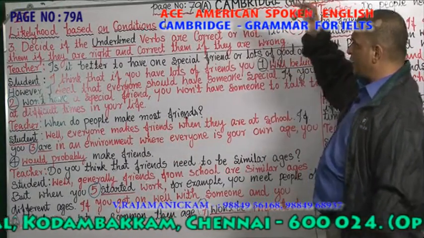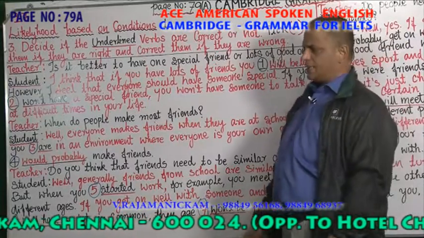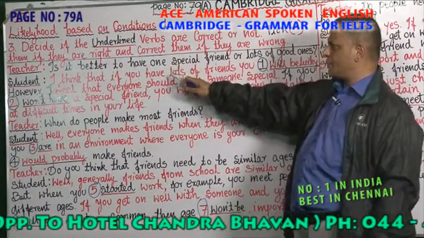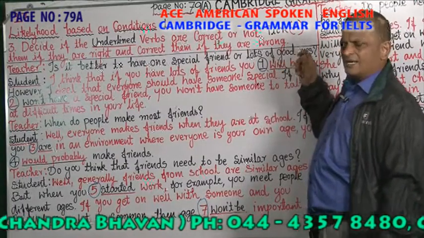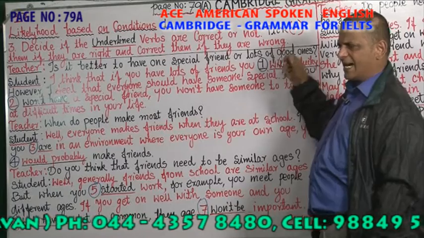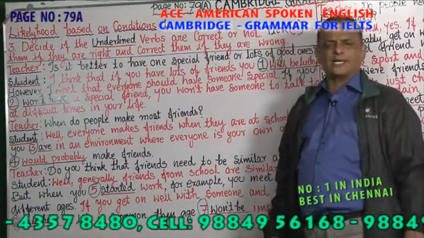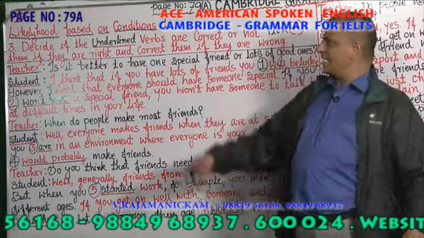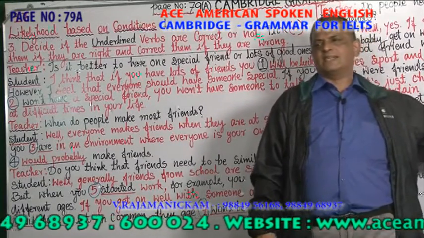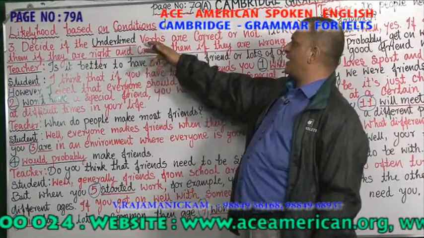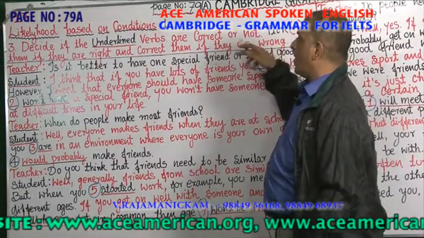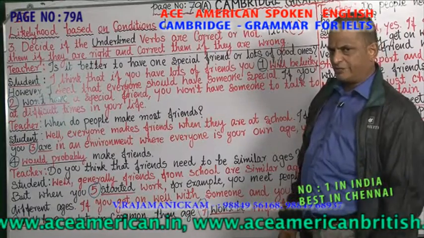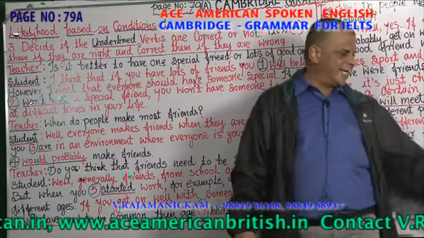Based on condition one, there is a conversation between a teacher and a student, and the verbs are underlined. If the tense or the verb is correct, you just put a tick mark. If it is wrong, cut it and write the correct answer. For example, decide if the underlined verbs are correct or not. Tick mark them if they are right and correct them if they are wrong. Put a tick mark in the answer sheet.